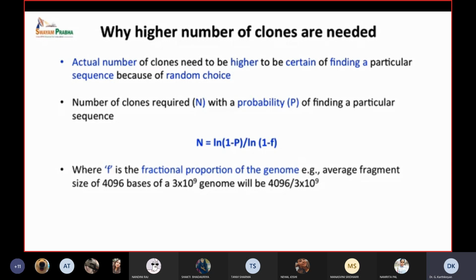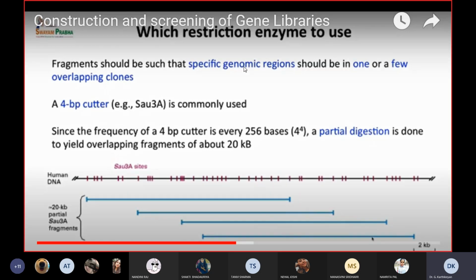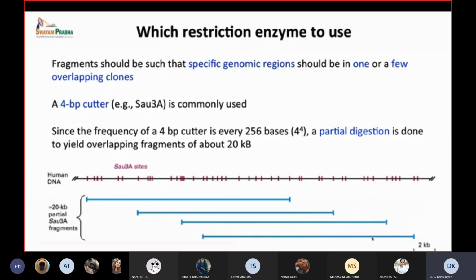The actual number of clones is much higher because, as you saw in the previous slide, the cuts that are made are random. Now, when you are screening the colonies, how do you make sure that you will find, for example, this particular fragment? You can only find it at random, so you cannot possibly check all the colonies that are present in the genome library one by one.